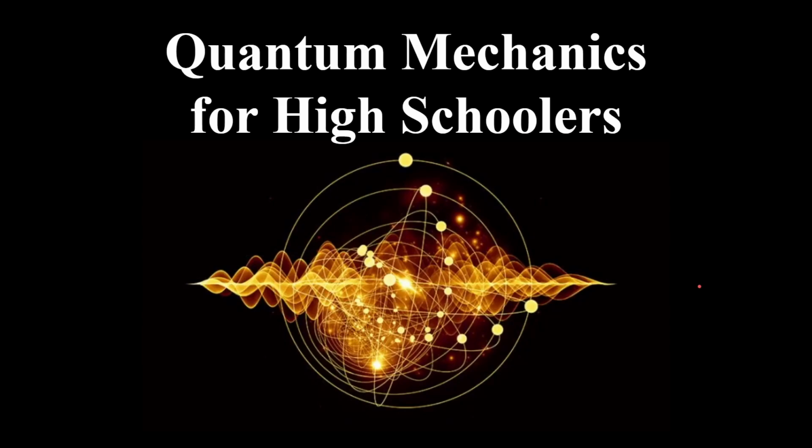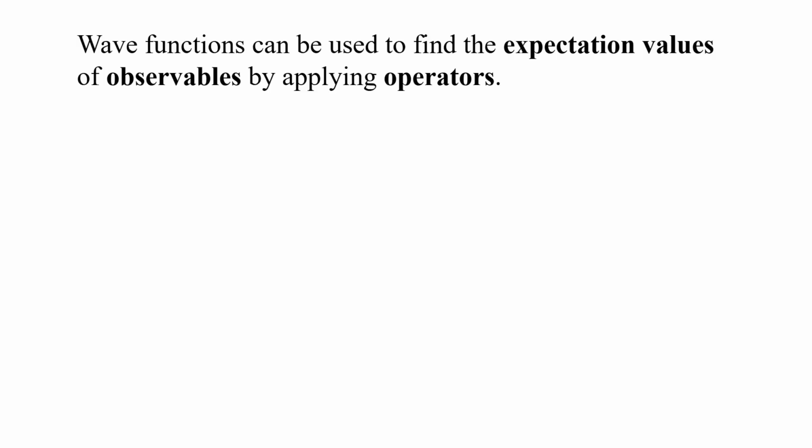Hi again, welcome back to this little mini course I'm doing where I'm trying to teach high schoolers how to do quantum mechanics, which is the basic math behind it. This chapter is going to be observables, expectation values, and operators. So what does all that mean?